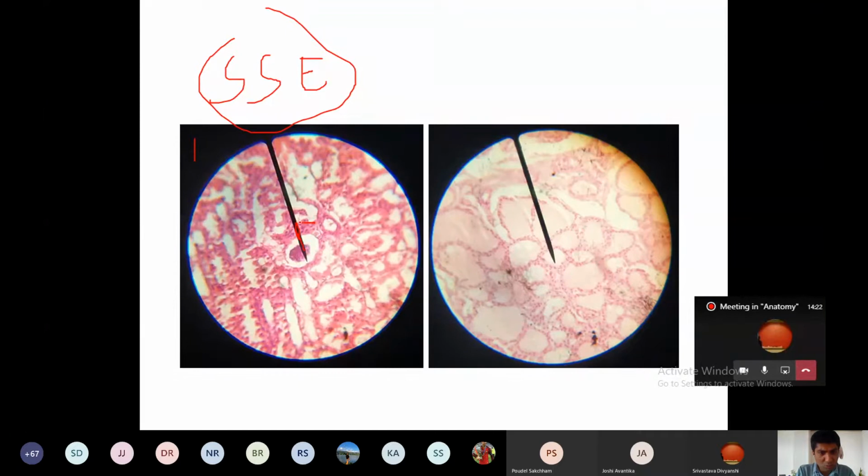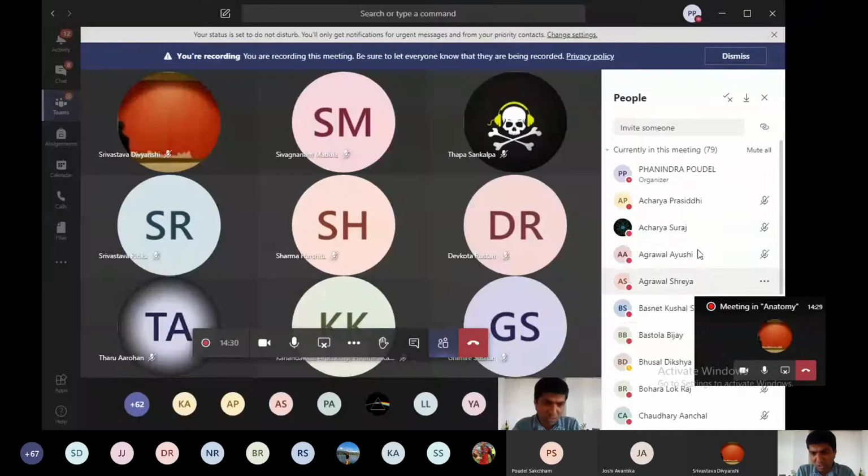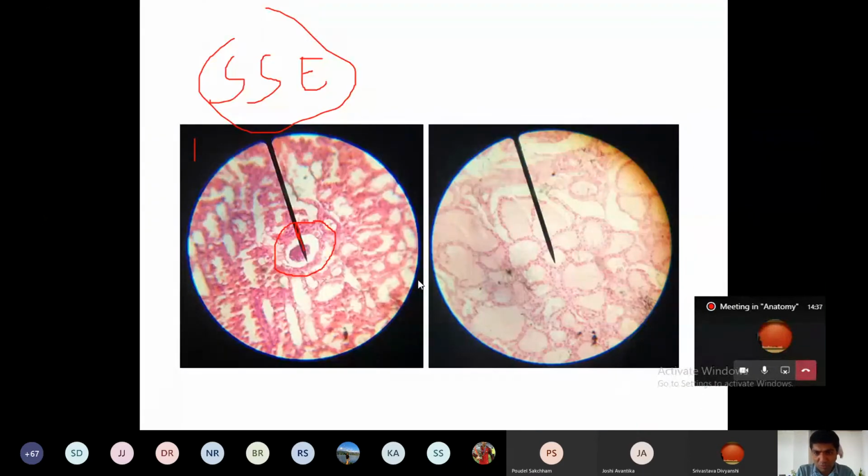What is this structure? Can you tell what is this structure? This whole structure. What is this one? Some of you, any one person, no need for all to speak. I'll pick some of you. Prasidi, you are on the top in the list of participants. Can you tell what is this structure? This whole structure, first of all, you tell. You have already done this also, isn't it, in the renal system? So this is a clue to you. What is this? Can you tell this structure?